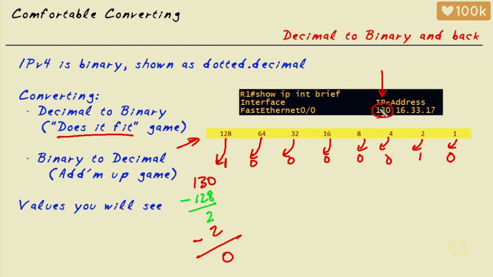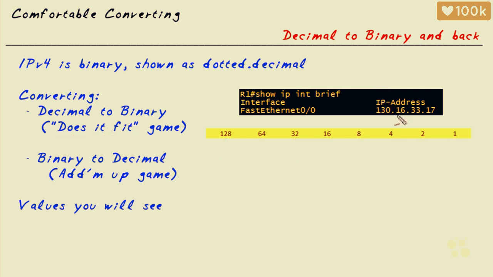So let's do one more together and let's go ahead and do 16. The game is we want to convert 16 into binary. We're going to play the Does It Fit game. So we're going to write out on our paper 16, the number we're after, and ask ourselves the question, does 128 go in? The answer is no, negative. Does 64 go into 16? No, negative. Does 32 go into 16? It does not. Does 16 go into 16?